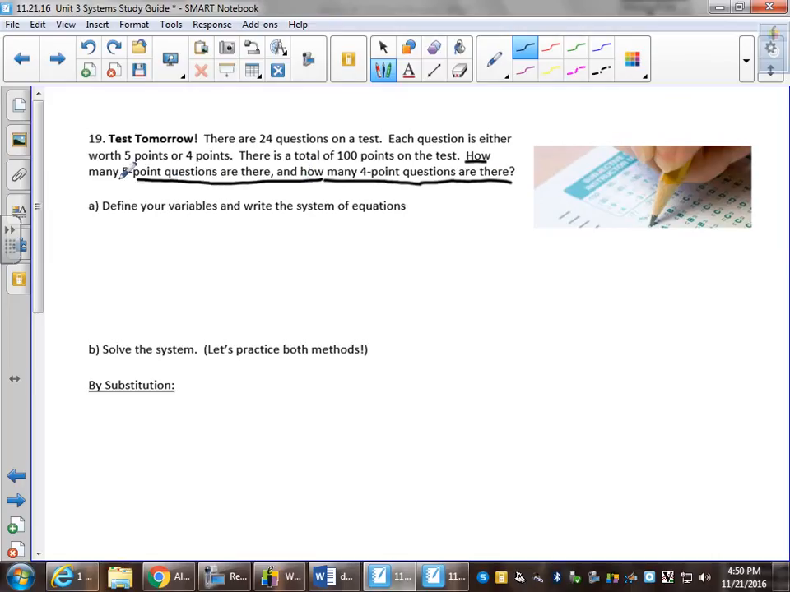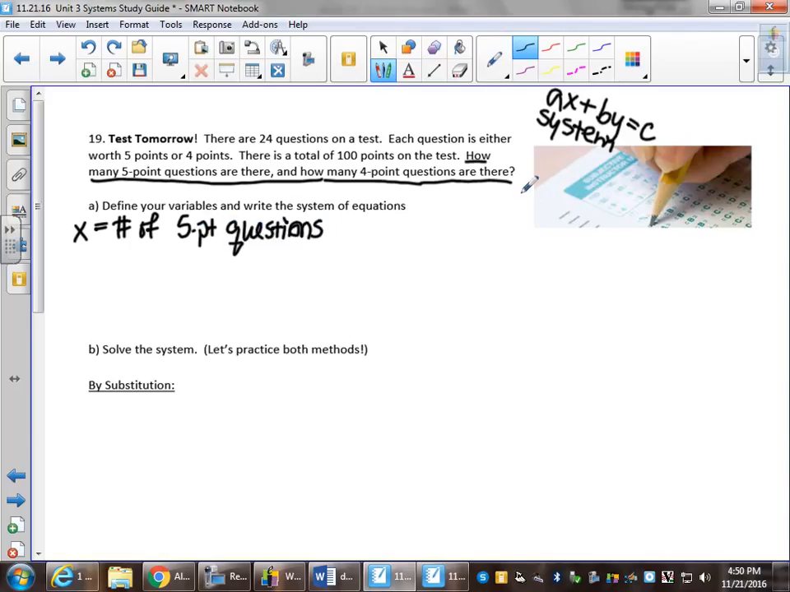the question. The fact that I'm being asked how many of each kind, right away I know ax plus by equals c system, which means that I can get my variables right from the question. It says how many 5-point questions are there? So x equals number of 5-point questions. And how many 4-point questions? So y equals number of 4-point questions.